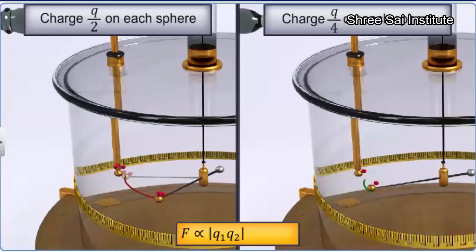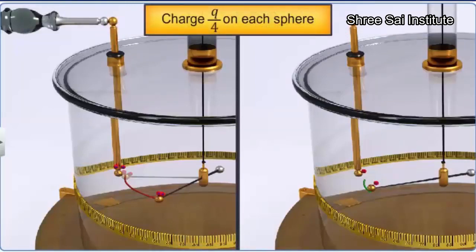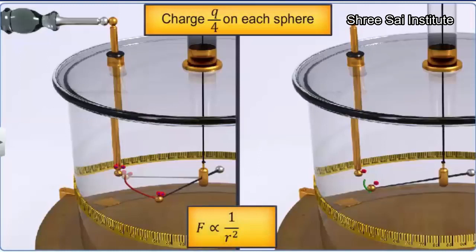Let this be equation 1. Now, keeping the charge on each sphere constant, if the distance between the charged spheres is varied using the micrometer screw, the angle of deflection is found to be inversely proportional to the square of the distance r between the charges. Since the force of repulsion is proportional to the angle of deflection, we can say that the electrostatic force F between the charges Q1 and Q2 is inversely proportional to the square of the distance r between the charges. Let this be equation 2.